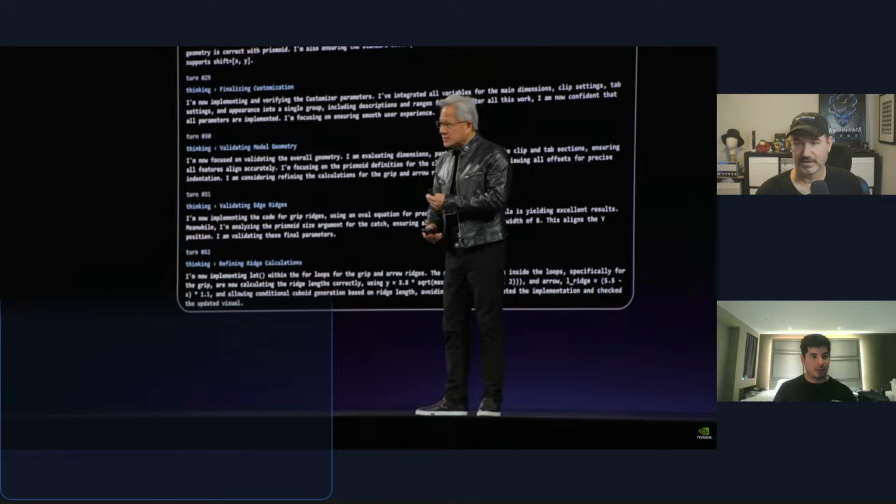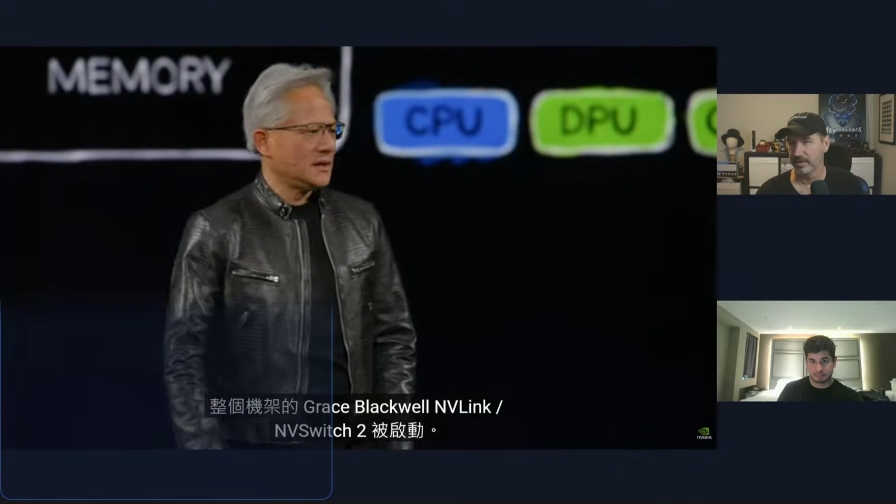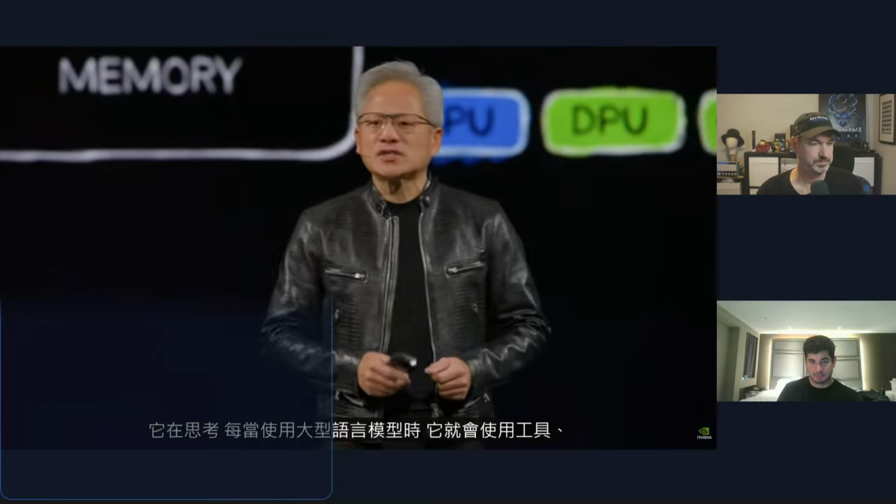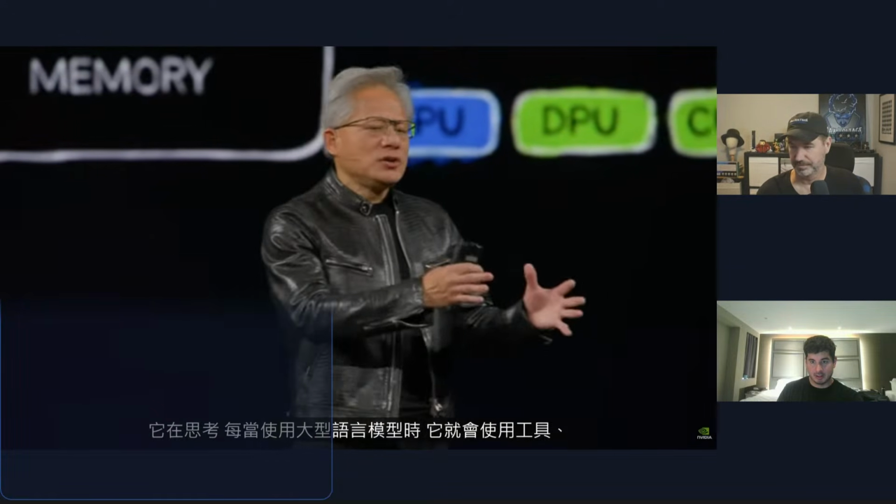And you could see the large language model is thinking. The stream is context processing, observing, understanding the environment. I know what I need to do. Reasoning, coming up with a plan, and acting on the plan. Every single time that happens, an entire rack of Grace Blackwell NVLink 72 is activated. It's thinking with the large language model. Whenever it uses a tool, a CPU is used.